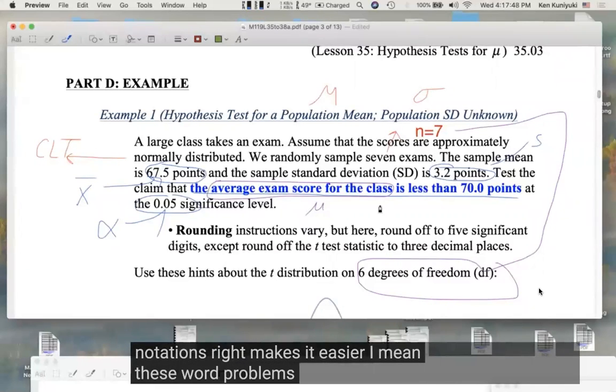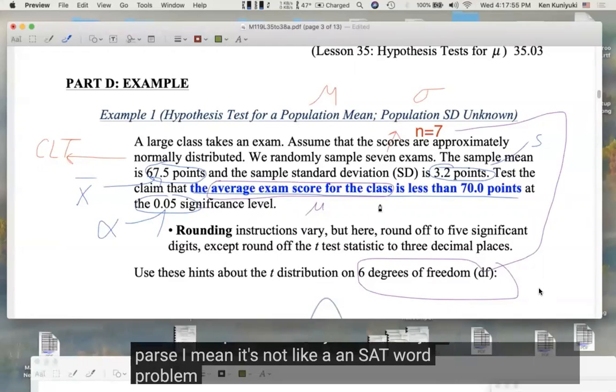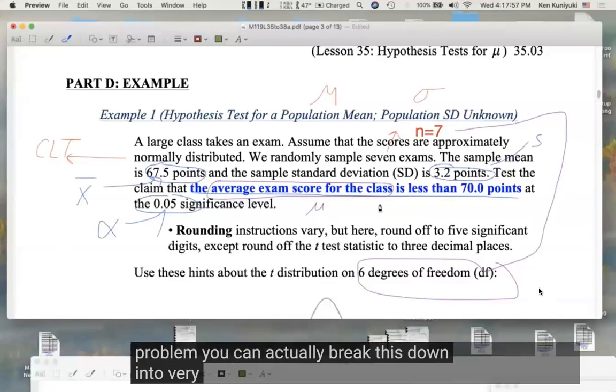I mean, these word problems can be easy to parse. It's not like an SAT word problem. You can actually break this down into very digestible pieces. Do it.